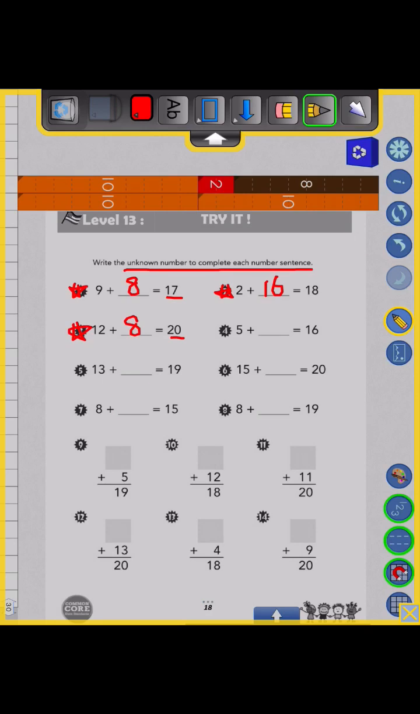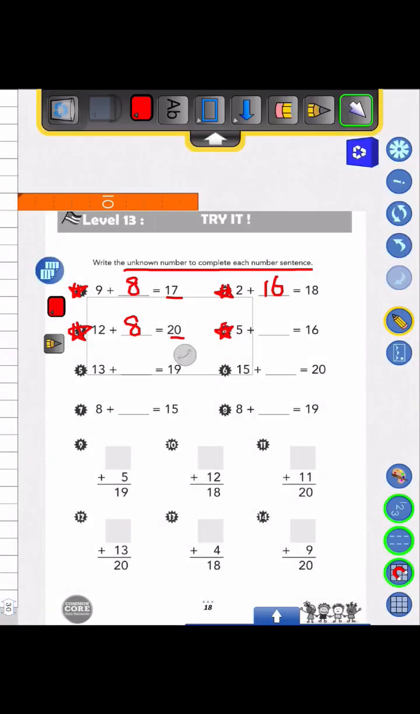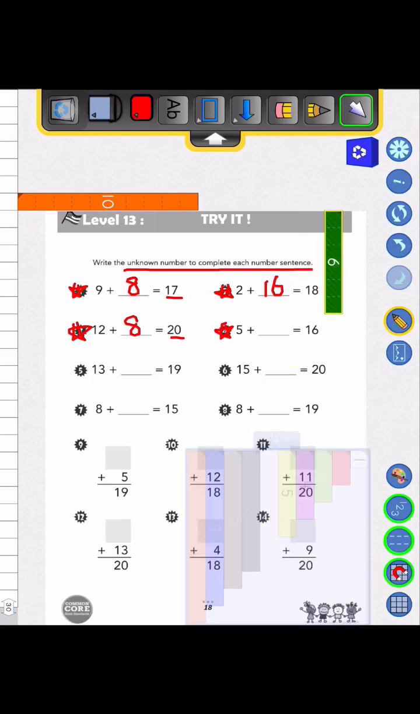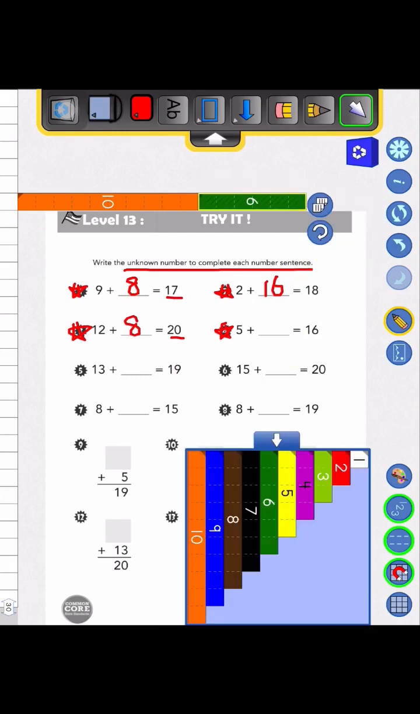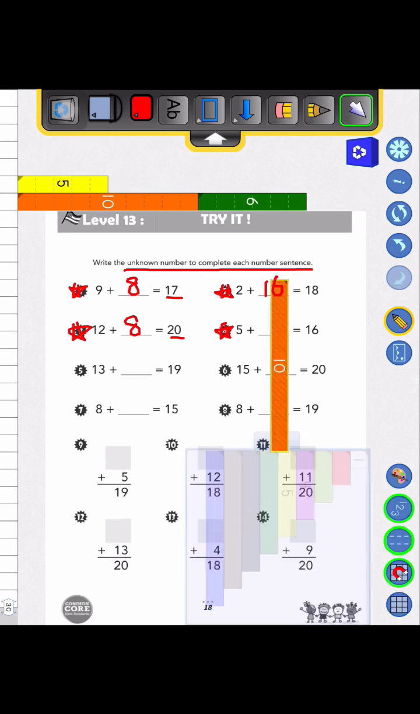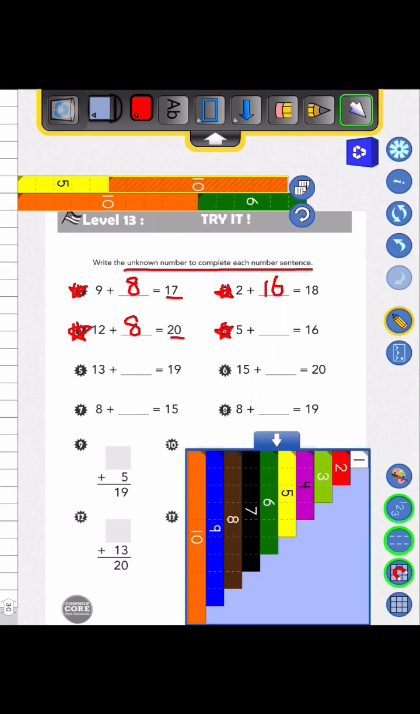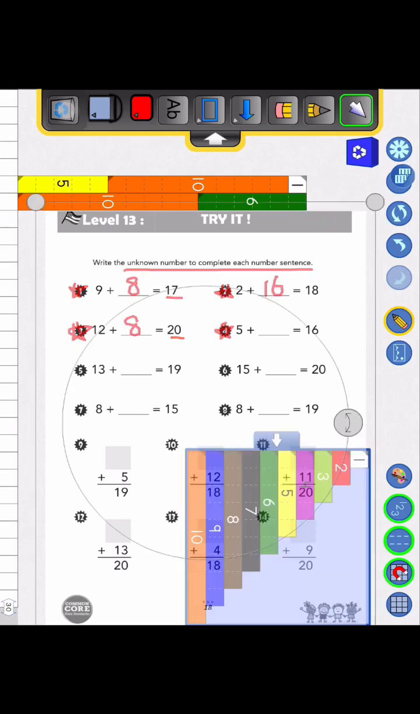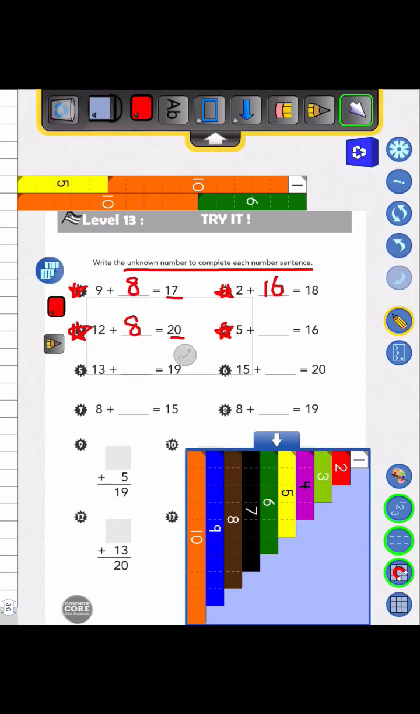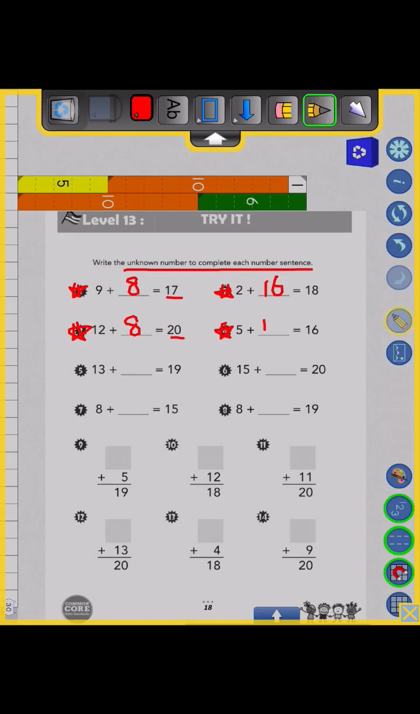Okay, and then we move on to question 4. 5 plus a number equals 16. So 16 is 1 ten and 6, and we also get the number 5. So now how many square differences between 16 and 5? Yes, it should be 11. So 11 is 1 ten and 1. So 5 plus 11 equals 16.